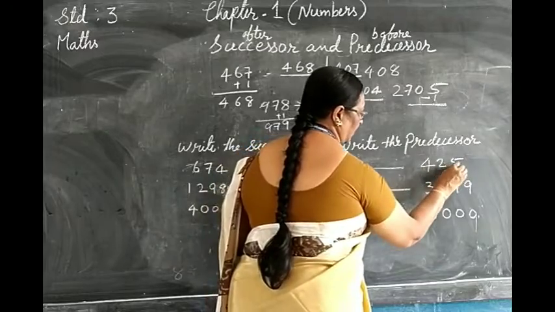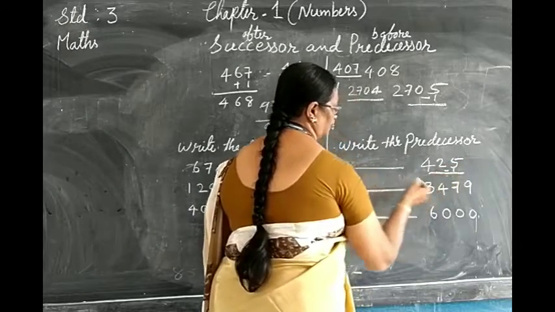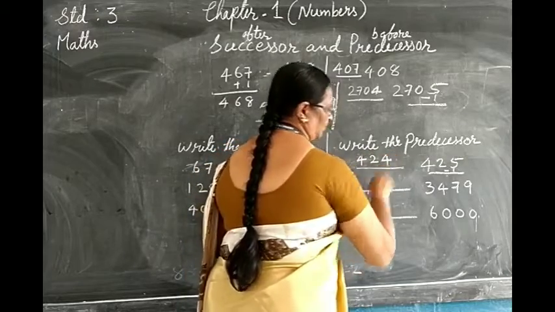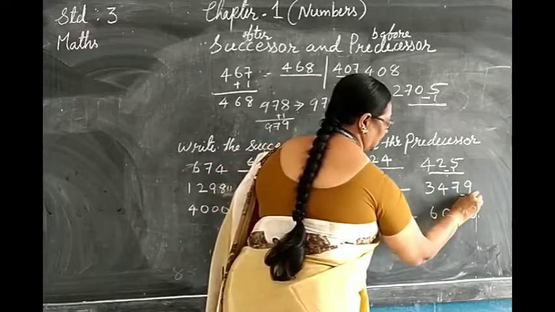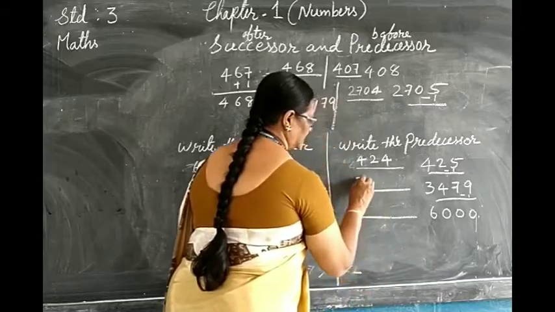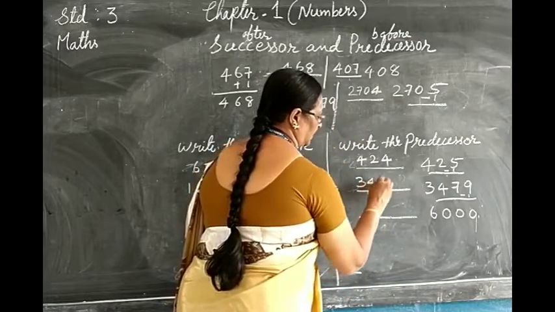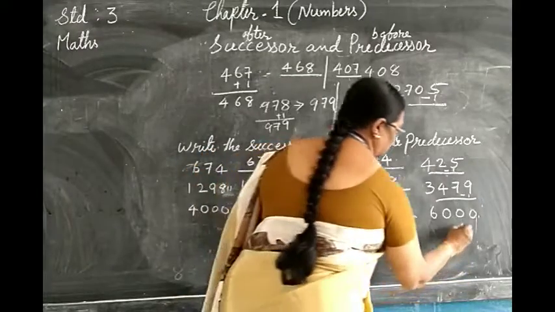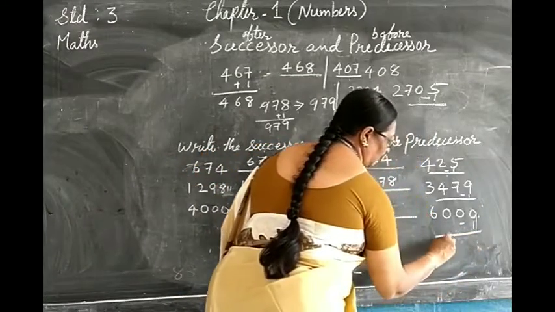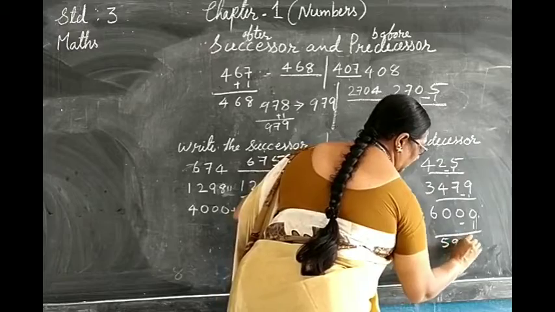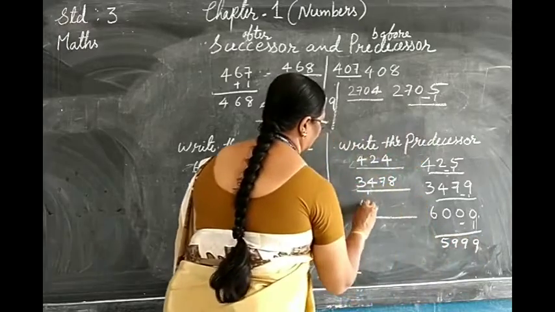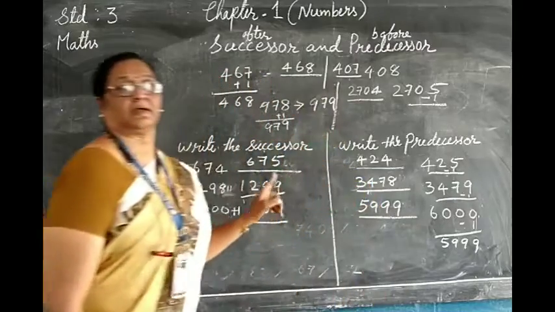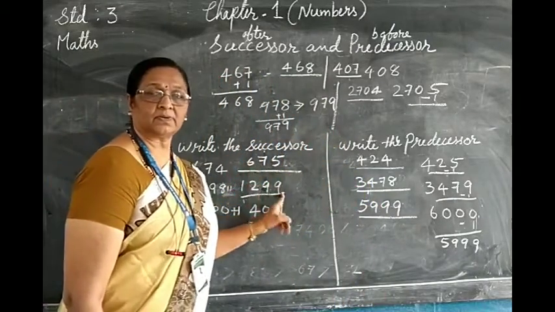And now the predecessor of these numbers, 425. We have to minus 1 here, children. After subtracting, what will you get? 424. Again, subtract 1 here from 3478. What are we getting, children? Now again subtract 1 from 6000. We get 5999. Alright, 5999.